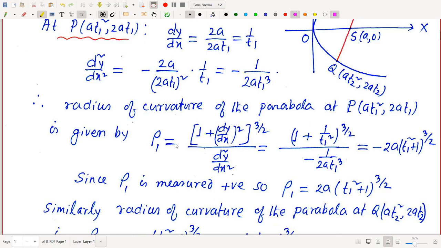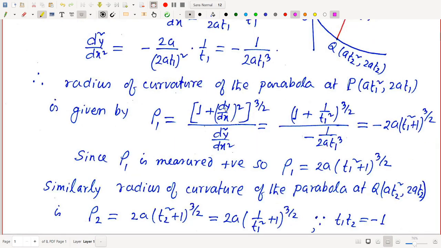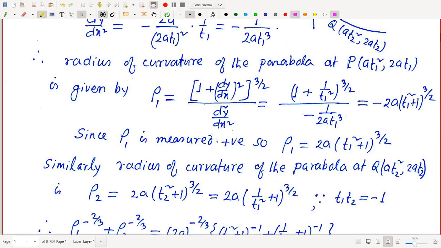Therefore radius of curvature of the parabola at this point P, let us denote it by ρ1, is ρ1 = (1 + (dy/dx)²)^(3/2) / (d²y/dx²). Formula for radius of curvature, and putting the values of dy/dx and d²y/dx², we get this, and a simple simplification gives it is -2a (t1² + 1)^(3/2). But radius of curvature is always measured positive.